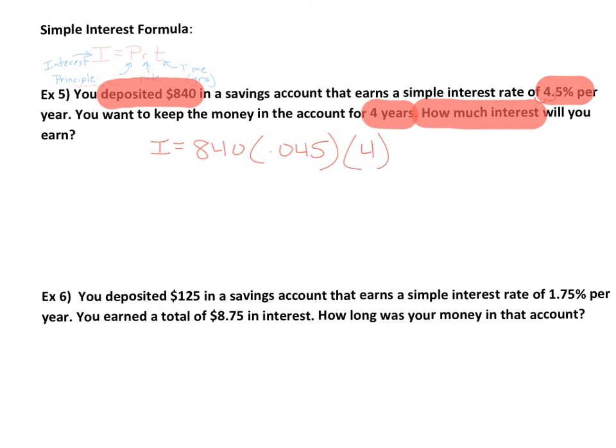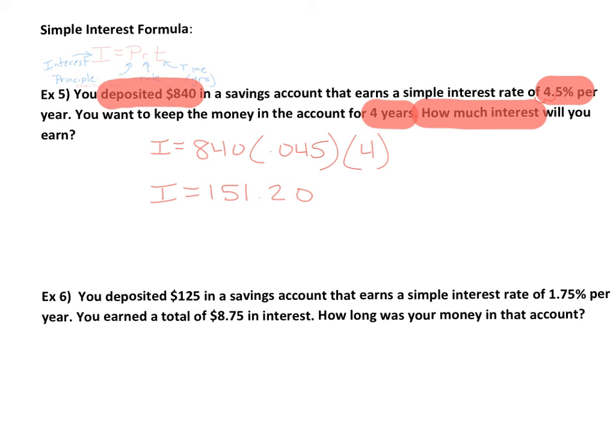Okay, so now you're just going to put that in your calculator. So 840 times 0.045 times 4. And your interest is $151.20. Now, because we're working with money, I expect 2 decimal places, okay? So if your calculator doesn't give you this part, and it just says 0.2, just make sure you tack on the 0.